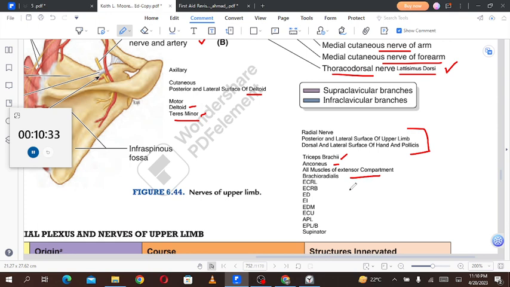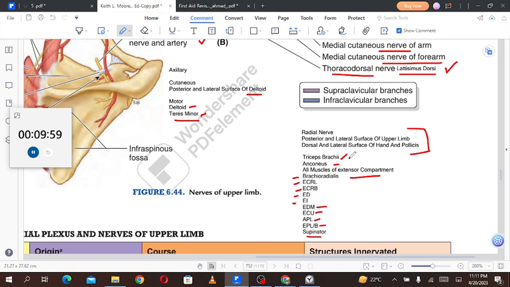So these are brachioradialis, then extensor carpi radialis longus, extensor carpi radialis brevis, extensor digitorum, extensor indicis, and extensor digiti minimi. Then extensor carpi ulnaris, abductor pollicis longus, extensor pollicis longus and brevis, and supinator. I'm very proud of myself that I could recall them all. If you are unable to remember these, remember that all the extensor muscles are supplied by the radial nerve.